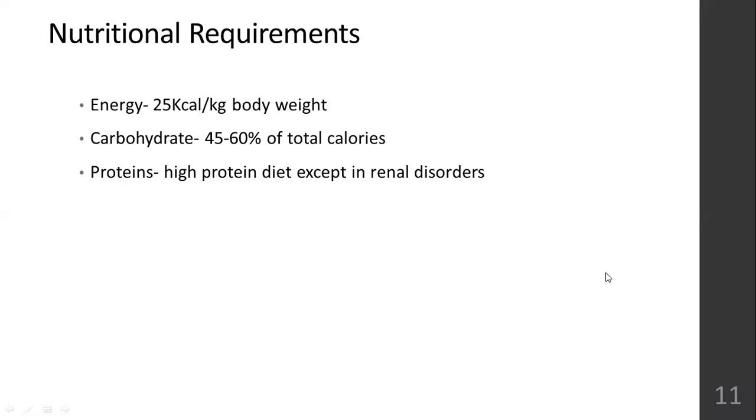Protein, high protein diet, except in cases where a renal disorder is there. Because if you have been diagnosed with a kidney disorder or any kidney dysfunction, the protein requirement will be given by the nephrologist. Okay, they will guide how much protein and what kind of protein should be given. But generally, if there is no kidney disorder at all, then in that case, you can give a high protein diet.